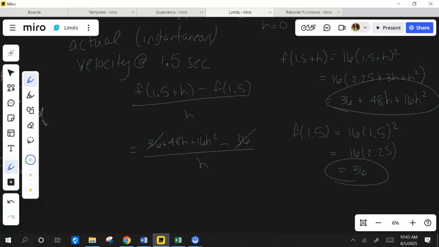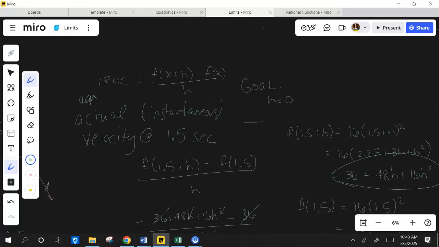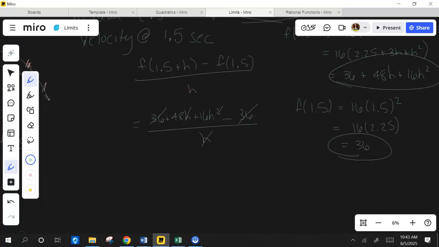The h's are going to cancel. You're going to be able to take an h out of everything. If you've done this correctly, you're not going to have a fraction anymore with the h in the bottom, and you can make your goal happen. You can put a 0 in for h, and I've got 48 plus 16h. So at 1.5 seconds, how fast is that rock going? 48 feet per second.